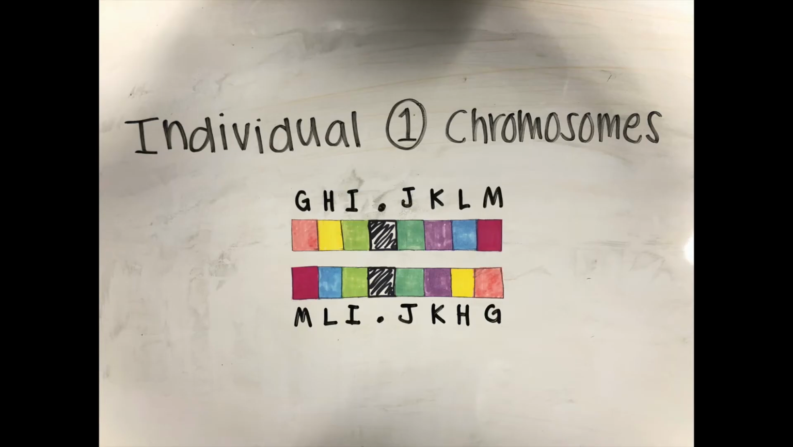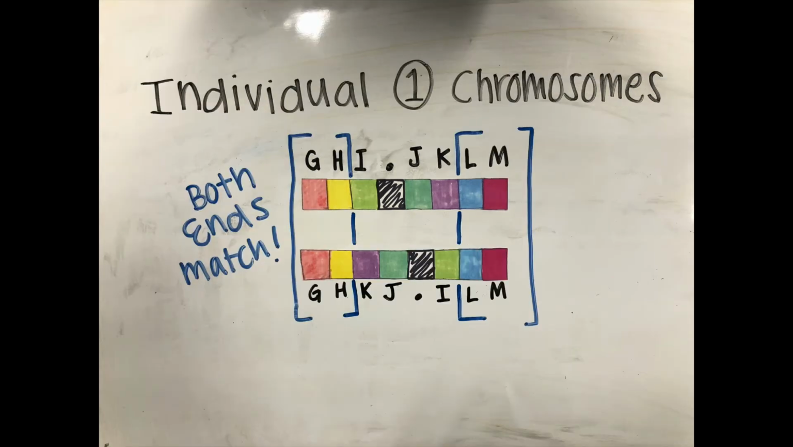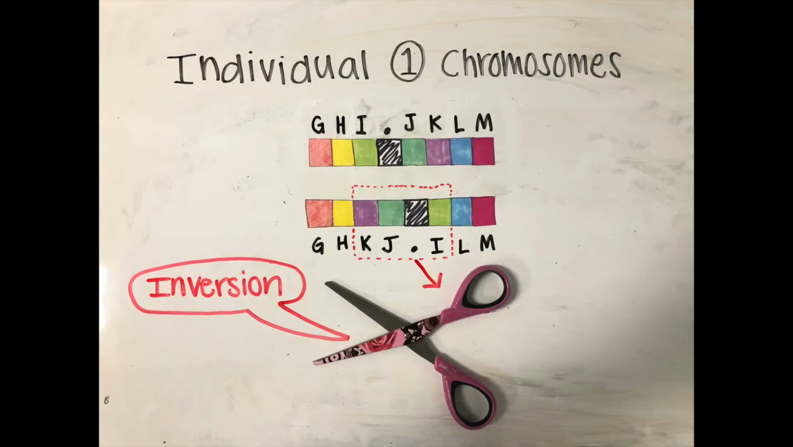Starting with the first individual's chromosomes, we will want to have both of the ends of the chromosomes matching. To do so, we will need to flip or rotate the bottom chromosome 180 degrees. We can now see that the middle section of the chromosome contains a chromosomal aberration, specifically an inversion.